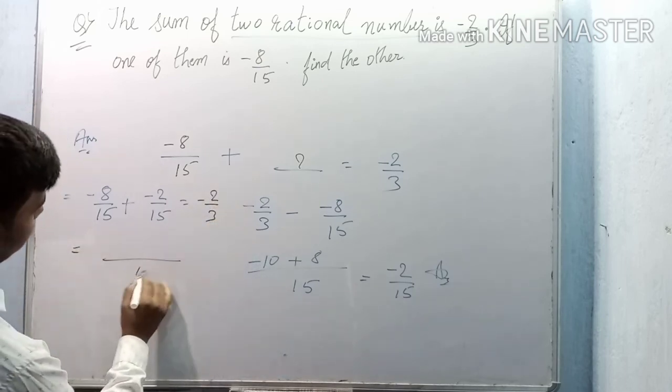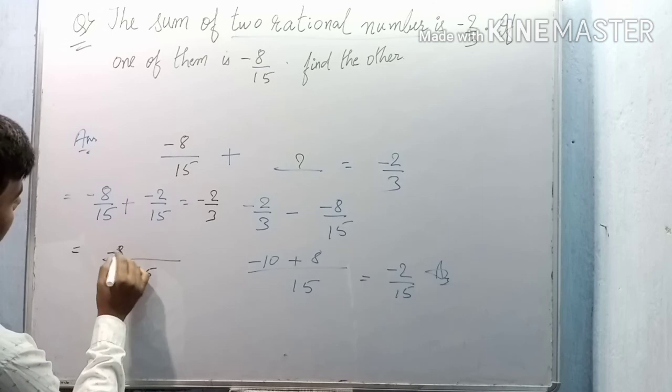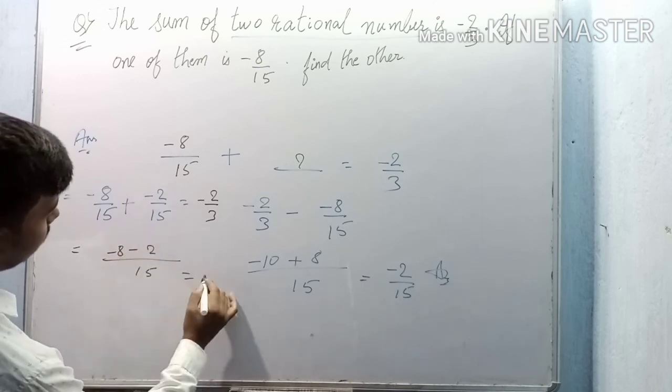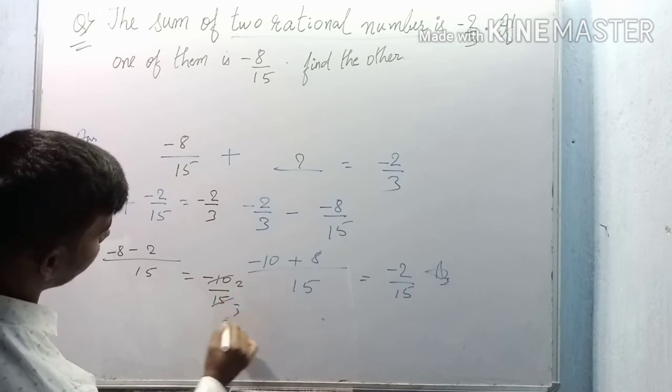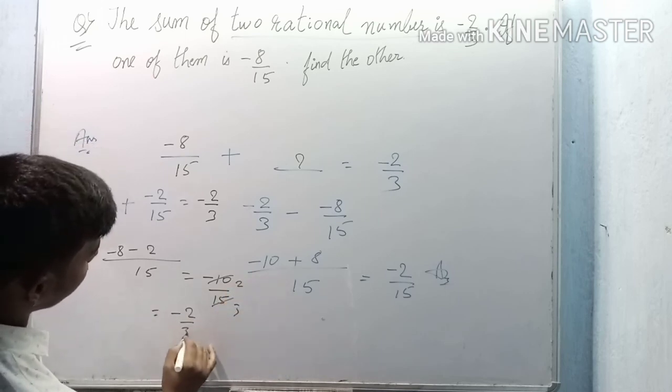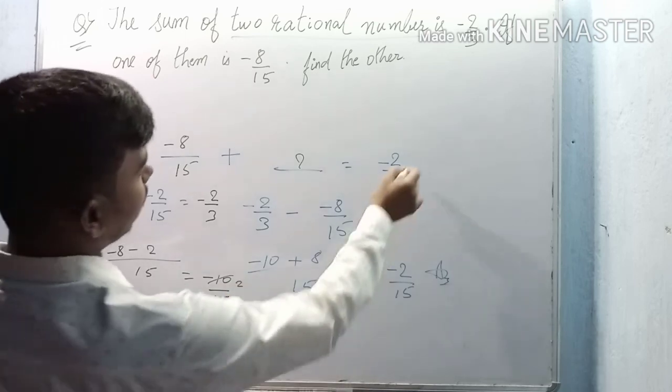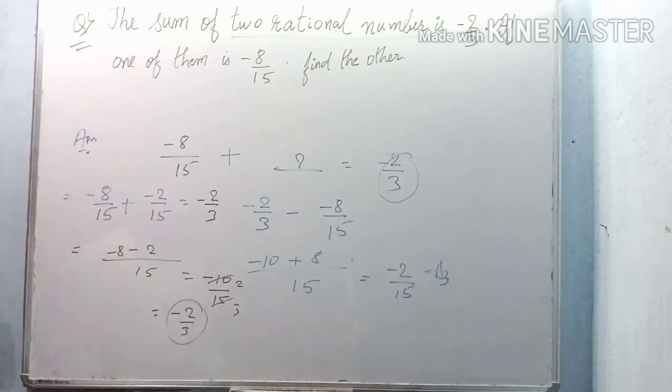We will see that the LCM is 15 only, and minus 8 plus minus 2 is minus 10 by 15. 5 2s are 10 and 5 3s are 15. So our answer is correct: minus 2 by 3 and minus 2 by 3.